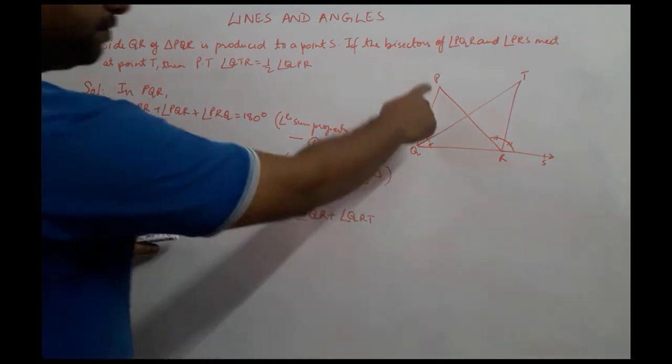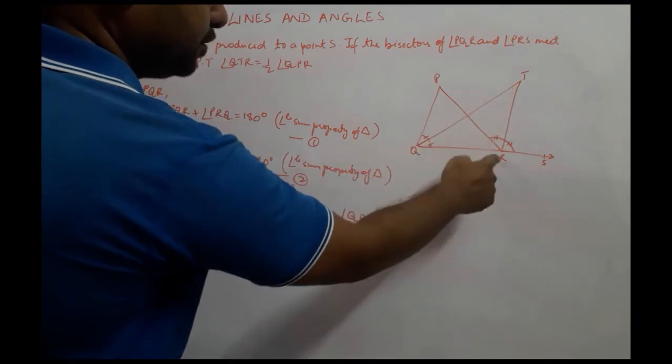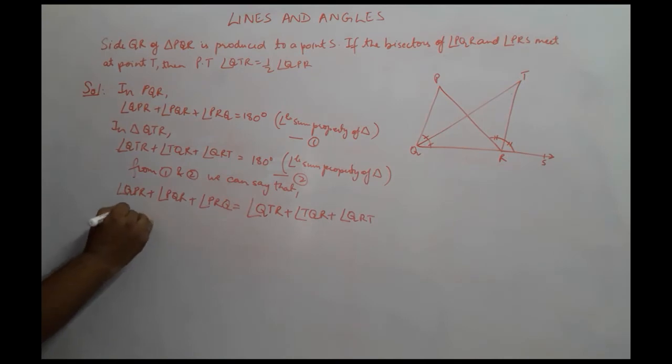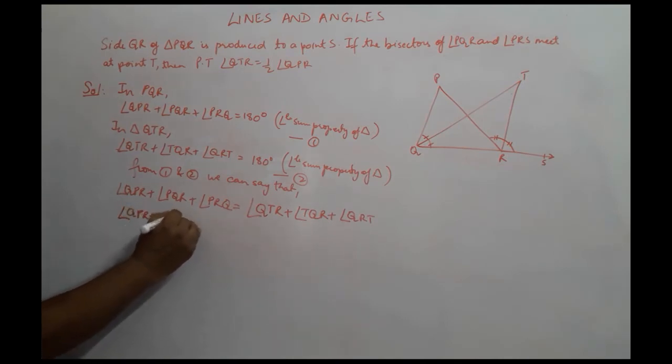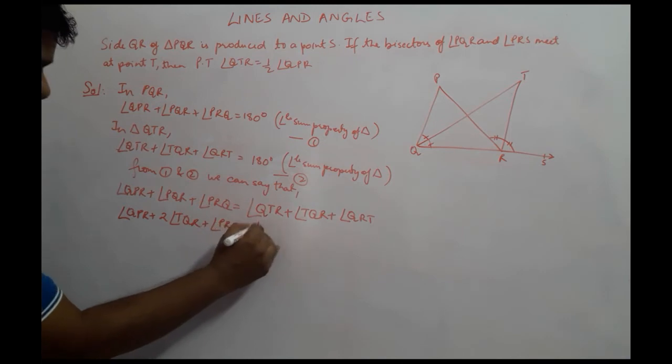So PQR can be written as 2 times angle TQR, because QT is the bisector. So I'll write angle QPR is equal to 2 times angle TQR plus angle PRQ. The rest I keep the same.